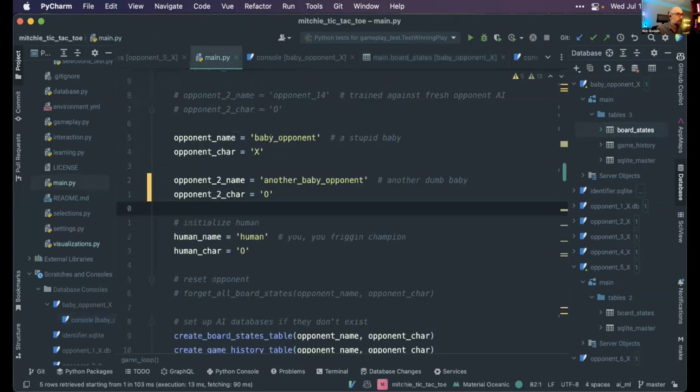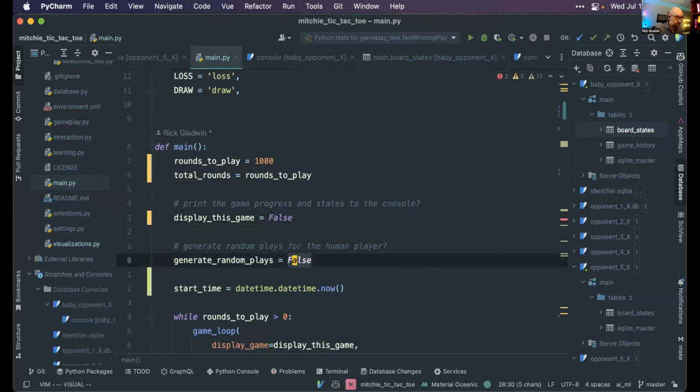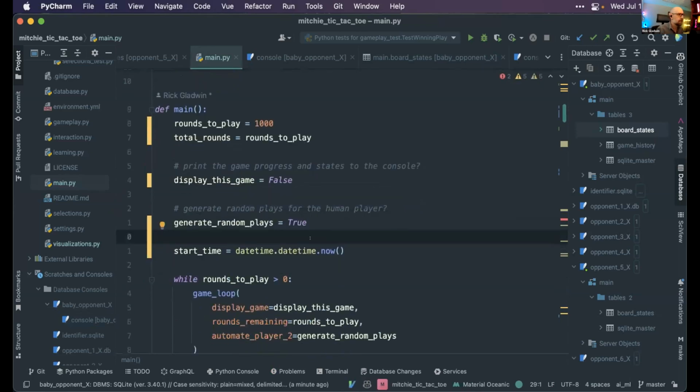We're actually going to go back here, make the baby play against another baby, cancel this human opponent. I'm just going to say, yeah, we're going to let it train for 1,000 rounds just to see what it looks like. We're actually not going to display the game this time. And we are going to generate random plays, so it's going to be true. So now it's going to be two AIs playing against each other using Michie's original MENACE algorithm. Is there anything else I need to change?